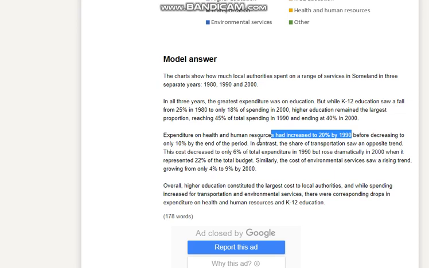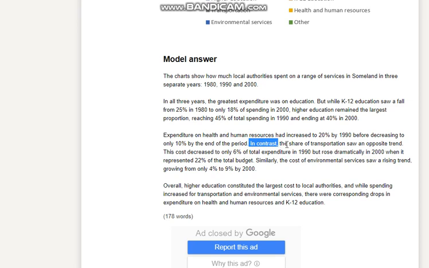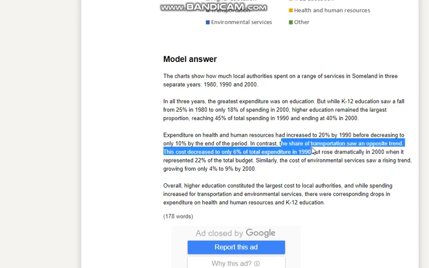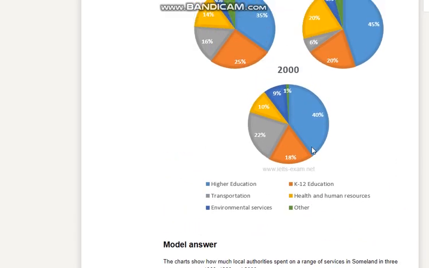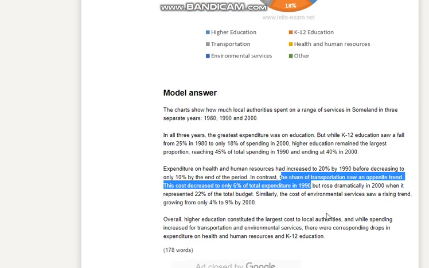In contrast, if you say in contrast, you must say something opposite to the previous information. Okay, the share of transportation saw an opposite trend. Maybe it is unnecessary because, I don't know, I'm not an expert at this, but because you use in contrast, why do you say that the share of transportation saw an opposite trend? Transportation. First decreased, then increased. Okay, I take back my word. It is better, and it is cool to see that.